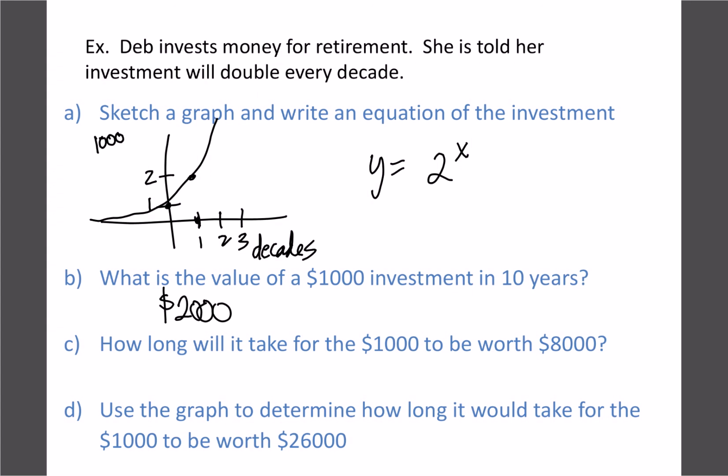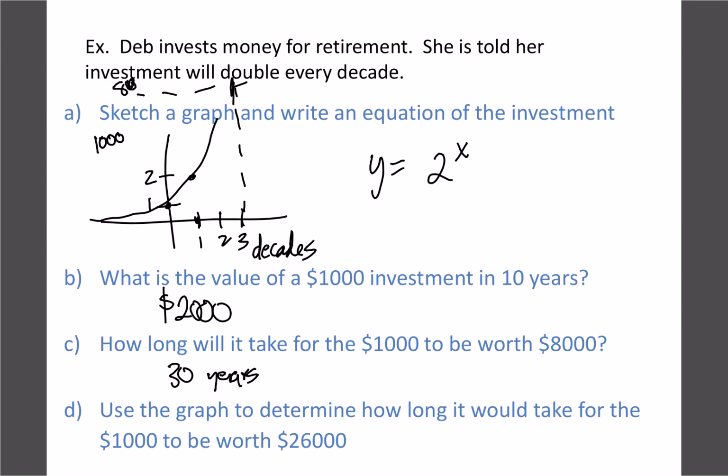How long would it be worth 8,000? So we can use our graph, or just use some common sense. So in 10 years it'll be 2,000, another 10 years it would be 4,000, and another 10 years it would be 8,000. So that would be 30 years. Or like I said, we could use the graph and see where 8,000 lines up, and it should be at 3 decades.